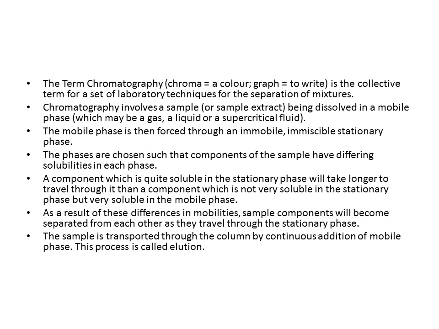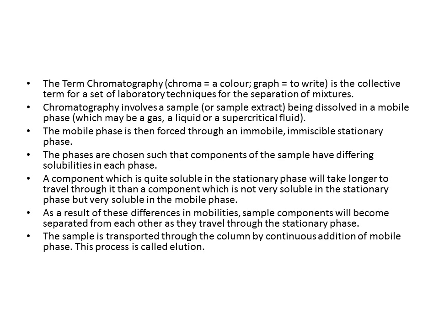The component which is quite soluble in the stationary phase will take longer time to travel through it than a component which is not very soluble in the stationary phase but very soluble in the mobile phase. So, as a result of these differences in mobilities, sample components will become separated from each other as they travel through the stationary phase. The sample is transported through the column by continuous addition of mobile phase.